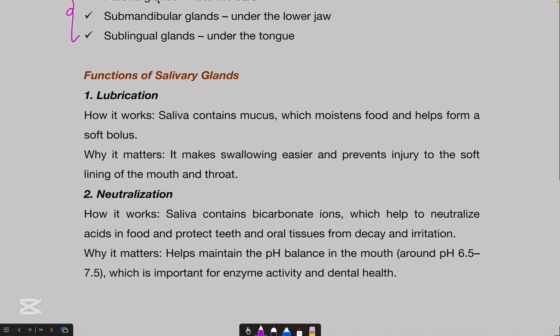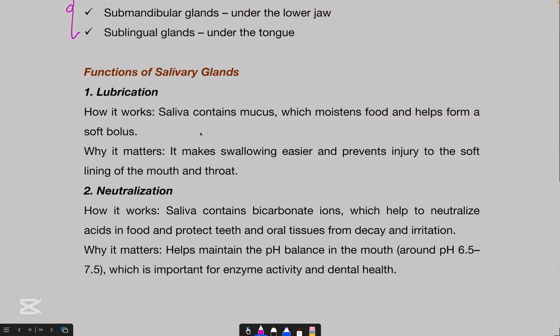Now, the major function of the salivary gland: how does it work? Saliva contains mucus, which moistens food and helps form a soft bolus. Emphasis on this one. Just imagine you eat dry garri and there is no saliva to mix with the dry garri, no water, nothing. As you eat that dry garri, you won't be able to swallow and it will hook your throat. Are you getting it now? Why? Because saliva is needed for lubrication and to moisten the food.